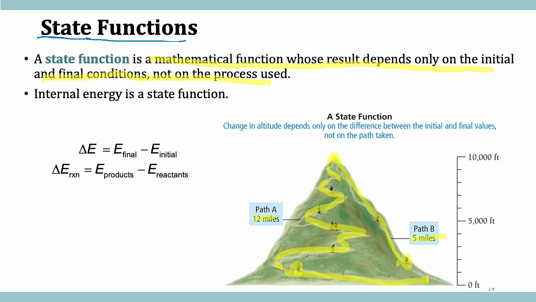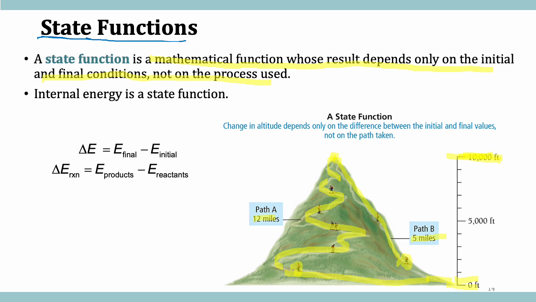For example, they both started at 0 feet and they eventually ended up at 10,000 feet. So the height difference that they traveled is around 10,000 feet. That does not depend on who took the longer route and who took the shorter route. So it does not depend on the path taken. This height difference just depends on what is the final height and what is the initial height. Those functions are called state functions.